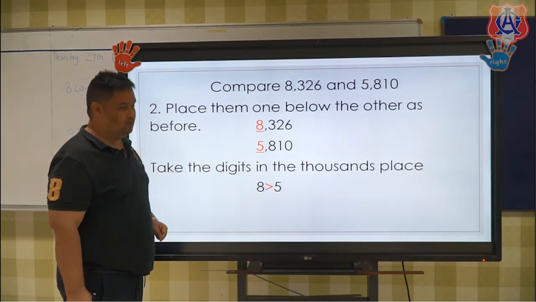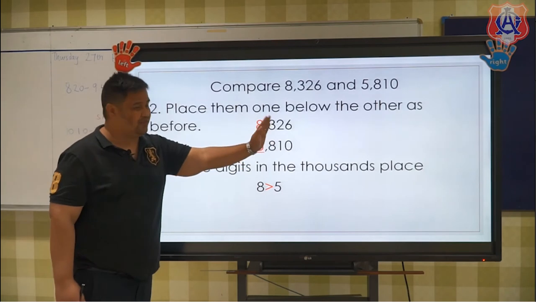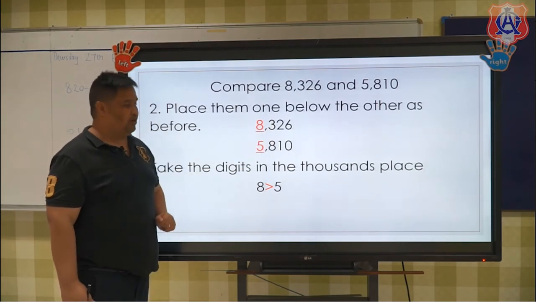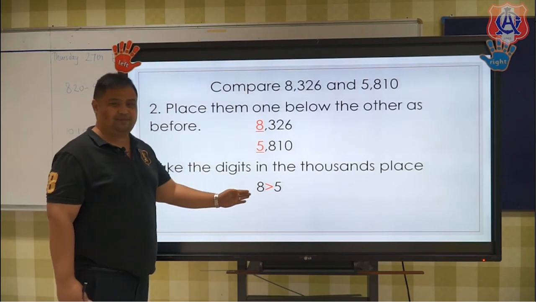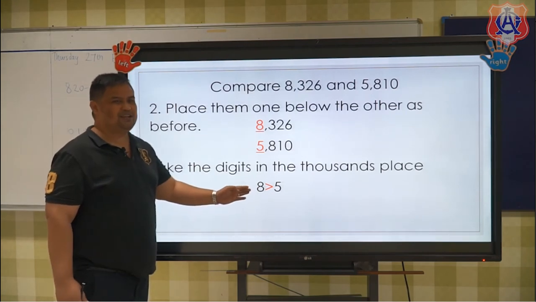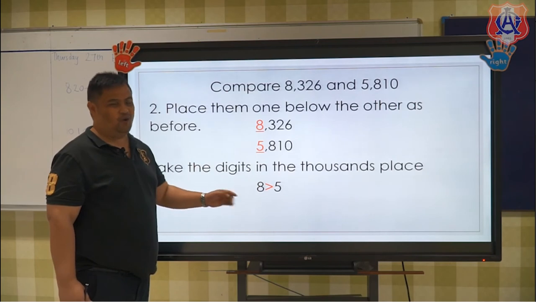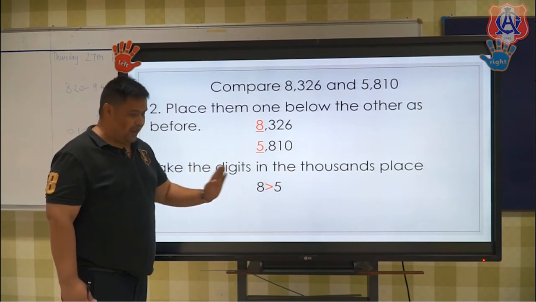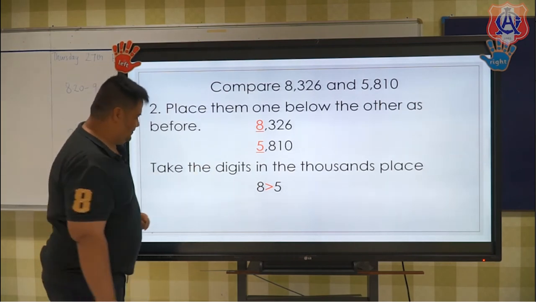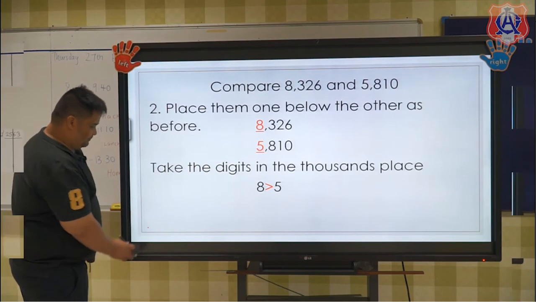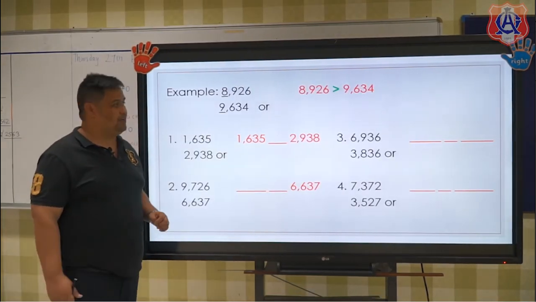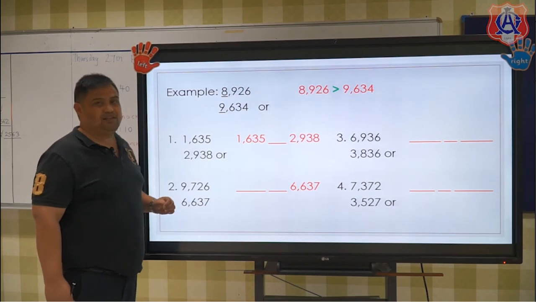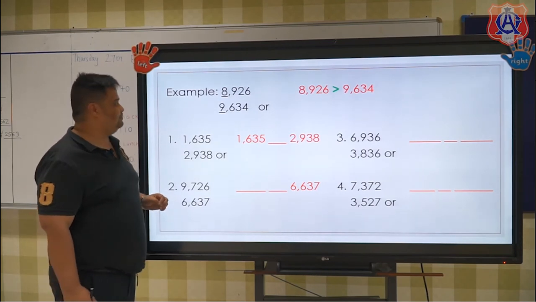The question now, without looking at the next 3 numbers, which one is more? Is it 8 or is it 5? If your answer is 8, then you are correct because 8 is greater than 5. Let's take a look at the next one. Let's continue. We have another example in here, or examples that would help us to understand it better.